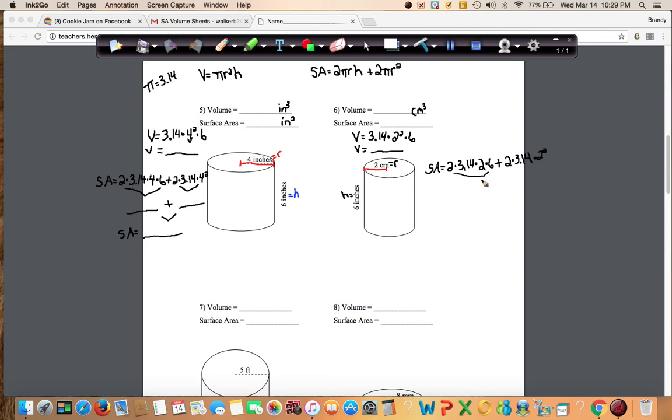Again, multiply these two, multiply these, and then add, and that should give you your surface area. That kind of looks like a meh face. Okay, and your surface area is going to be centimeters squared.